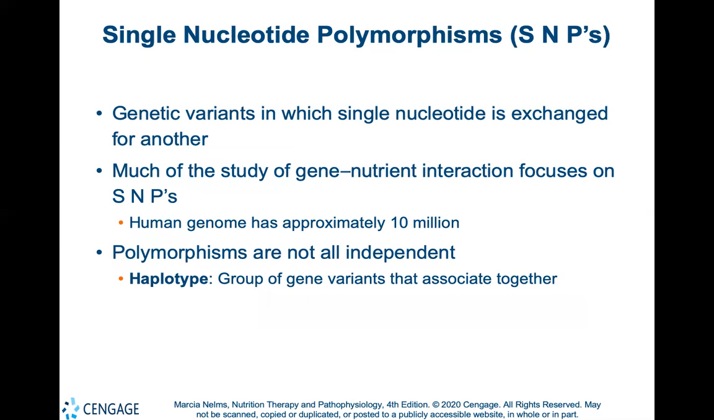Understanding monogenic disorders such as those described earlier helped lay the groundwork for comprehending the complexities of polygenic diseases such as obesity, diabetes, cancer, and cardiovascular disease. The study of gene-nutrient interactions that are dependent upon gene variances is focused primarily on single nucleotide polymorphisms. SNPs are defined as those genetic variants or polymorphisms in which a single nucleotide is present in place of another.